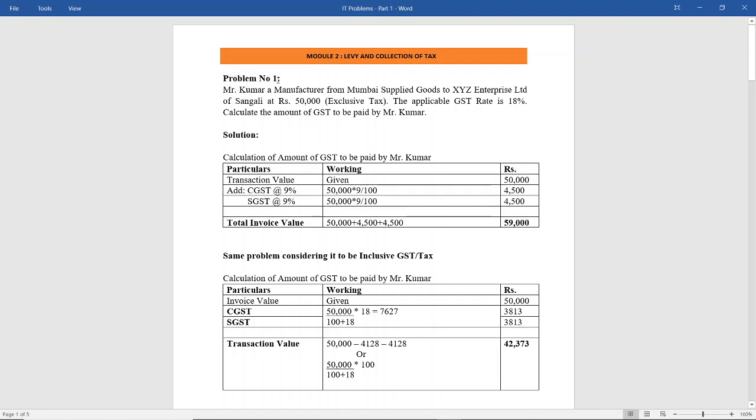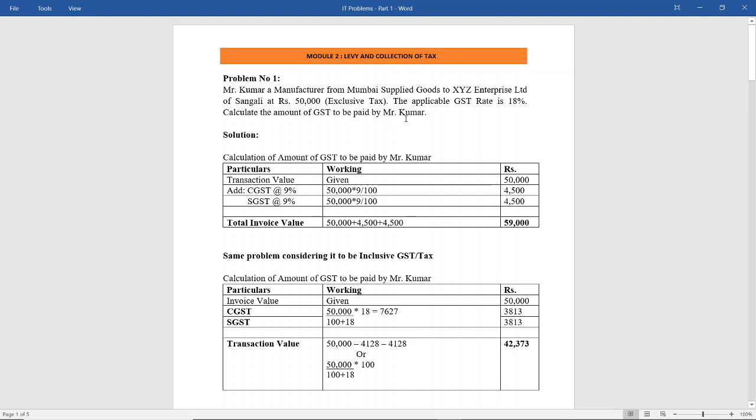Problem number 1. Mr. Kumar, a manufacturer from Mumbai, supplied goods to XYZ Enterprises Limited of Sangli, at rupees 50,000 exclusive tax. So here Mr. Kumar is the supplier, and XYZ Enterprises is the receiver, or you can tell the purchaser, and the amount 50,000 is exclusive GST, means this is the value on which still we have to charge the tax. The applicable GST rate is 18%. Calculate the amount of GST to be paid by Mr. Kumar.